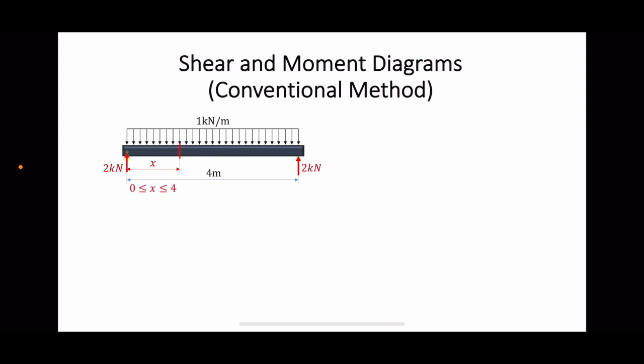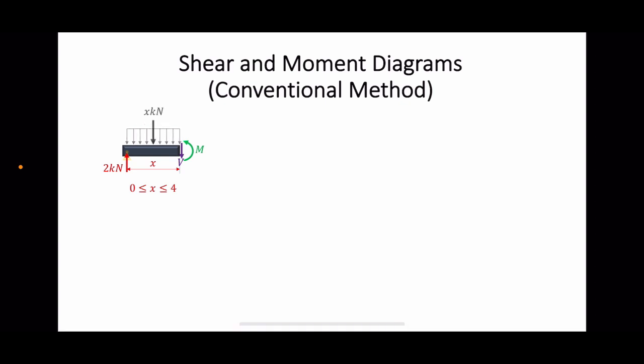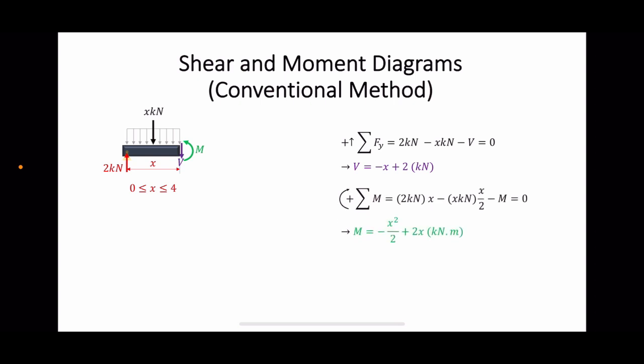Now, let us continue with the method of sections. To write the equilibrium equations, let us replace the distributed load in the free body diagram by an equivalent concentrated force. Based on the equilibrium of forces in the vertical direction, to find the internal shear force V, and the equilibrium of moments about the centroid of the cross section, to find the internal bending moment.